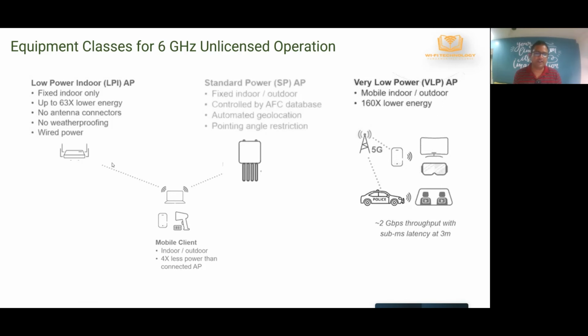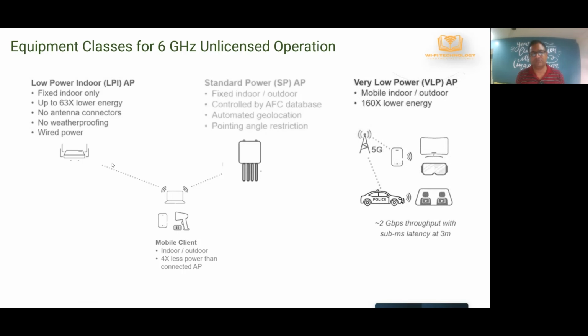And then when it comes to stations or client devices, the mobile clients can connect to both low power indoor access points and standard power access points. But when they connect to either one of these access points, they are controlled by the rules that apply to those access points. So one of the rules is that the mobile client needs to transmit at 4x less power, so 1/4 power, of whatever access point it is currently connected to.